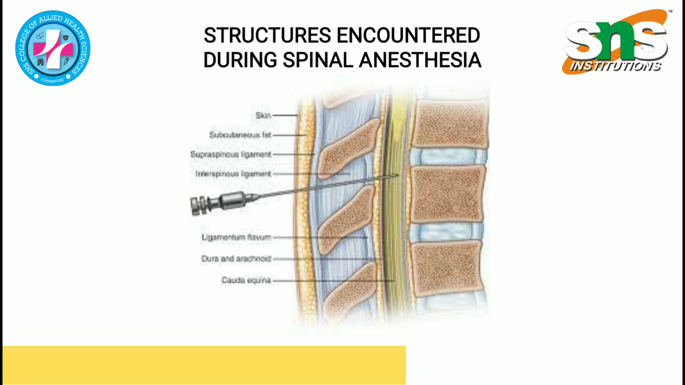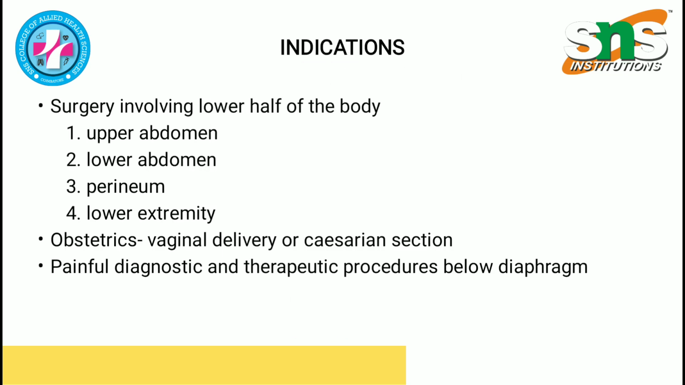The picture shows the structures that are encountered during spinal anesthesia, which include skin, subcutaneous fat, supraspinous ligament, interspinous ligament, and ligamentum flavum. Then comes the dura, the arachnoid, and the cauda equina.